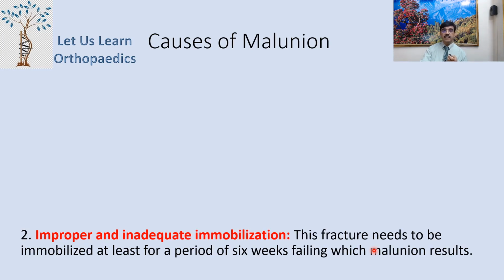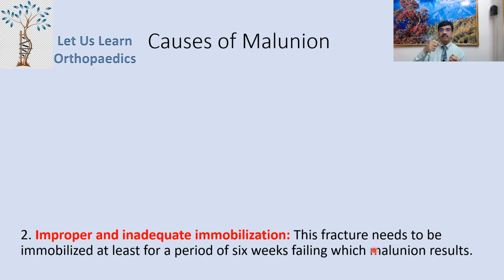The second cause is improper and inadequate immobilization. Now you must have done a proper reduction, but you have forgotten to give a proper length of the POP cast, and that is why it results in the malunion.